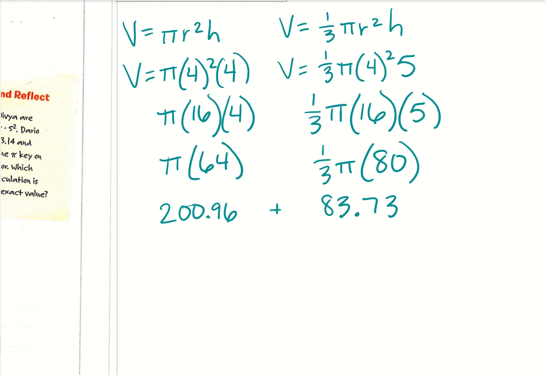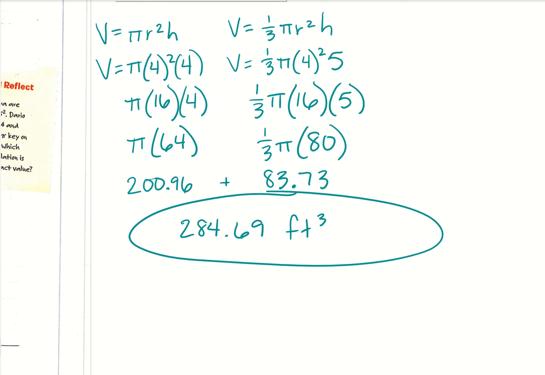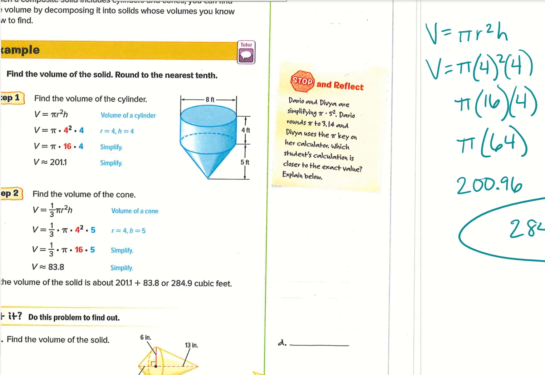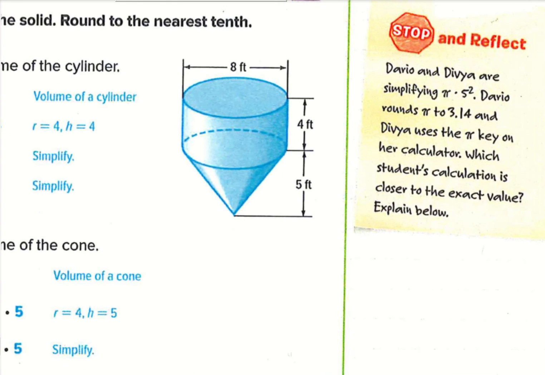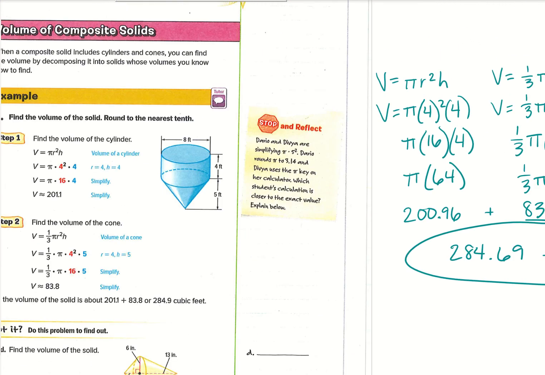All right, so once again, I'm going to use my calculator. I'm going to add those together, and I am going to get 284.69. All right, and that was in feet. So we have feet cubed, and that is it for our volume of that composite figure that has the cylinder and the cone. All right. So yeah, that's it for that problem.